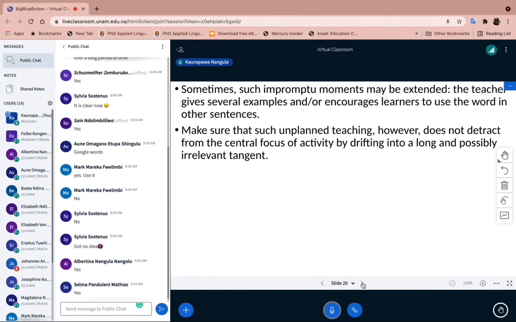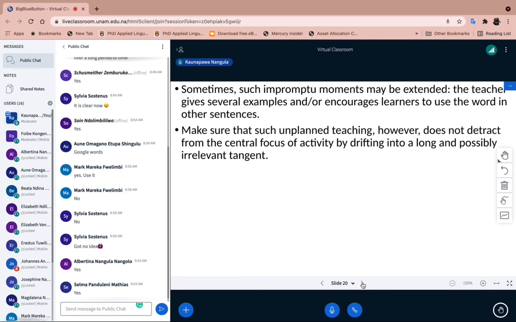So sometimes such impromptu moments may be extended. The teacher gives several examples and/or encourages learners to use the word in other sentences. Make sure that such unplanned teaching, however, does not detract from the central focus of the activity by drifting into a long and possibly irrelevant tangent. Which means that you can give the learners extra activities after you have explained, just to see if they understood by using it in their production.